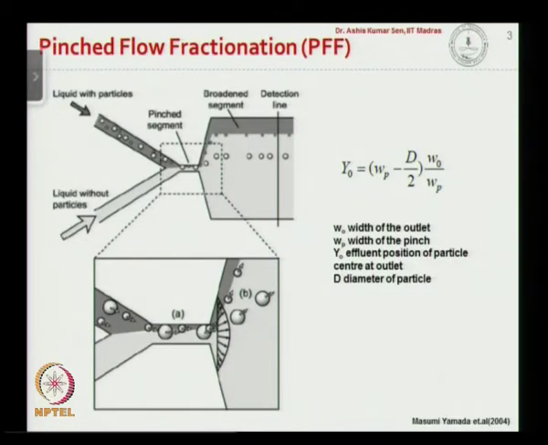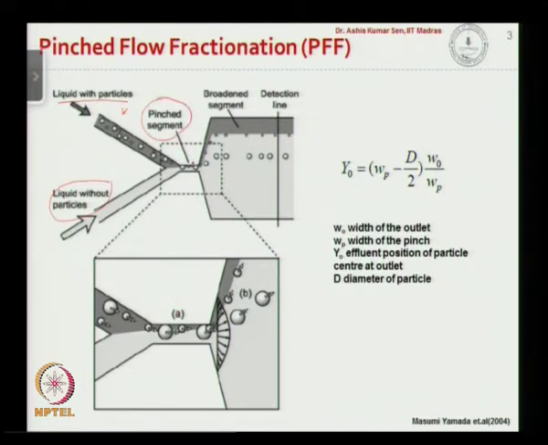So this is the pinched flow fractionation technique. As you can see here, we have a sample that contains the particles, and here we have a buffer which does not have any particles. This sample is focused by the buffer stream such that the particles get aligned to one of the side walls, and this is known as the pinch segment.